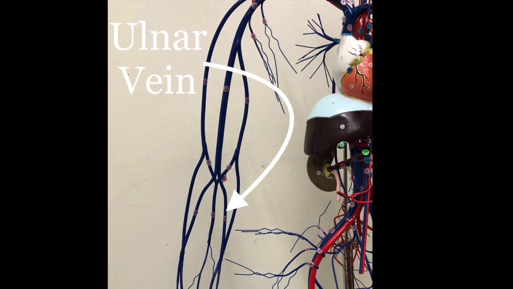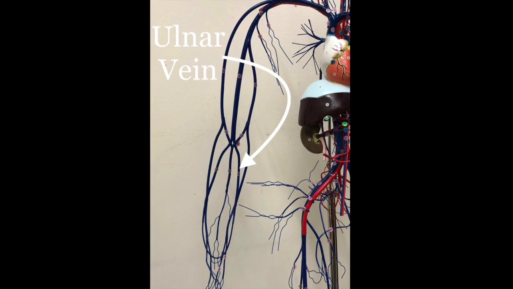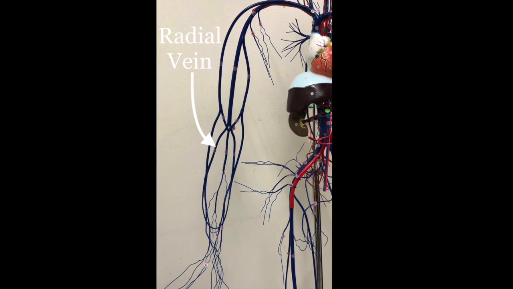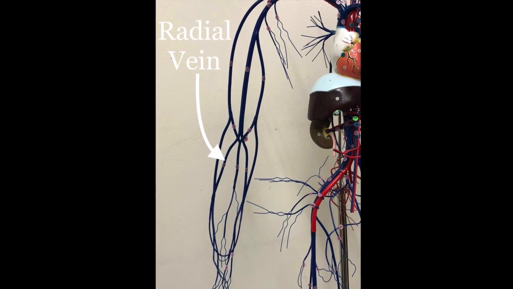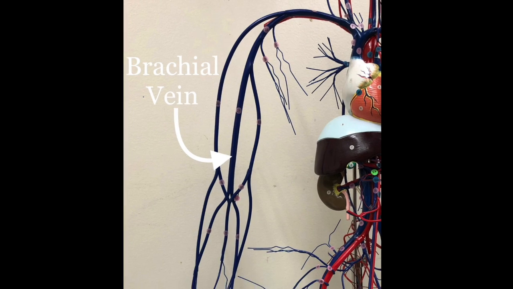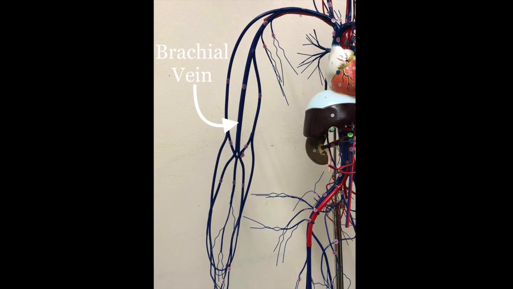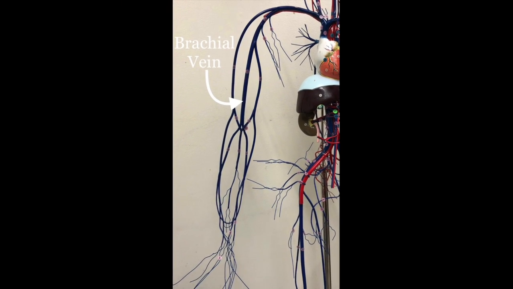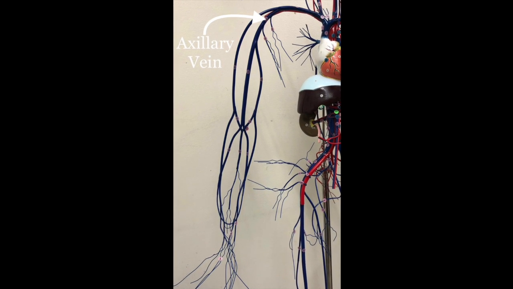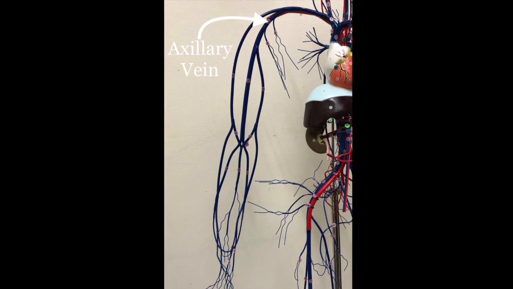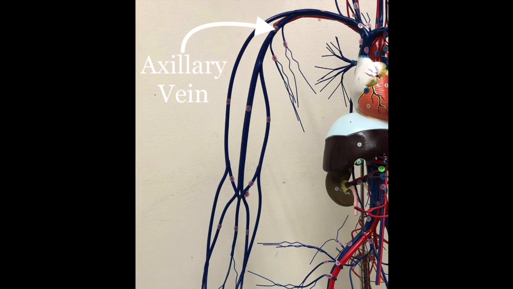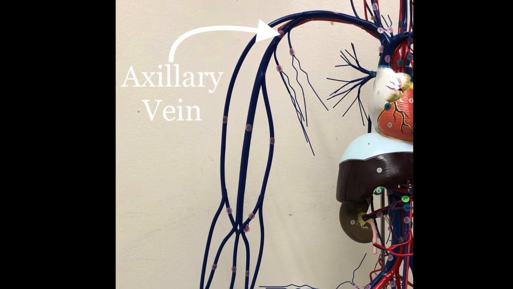The ulnar vein is deep and medial in the antebrachial region, along with the radial vein that is deep and lateral in the same region. The brachial vein, which is also deep, is the medial vein of the arm, meaning in the middle. And lastly, the axillary vein, which is formed when the brachial vein merges with the basilic vein in the armpit area.